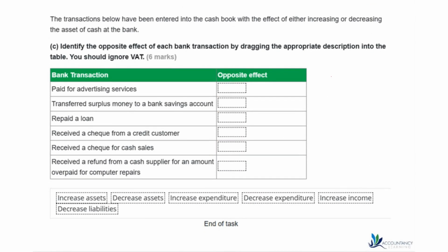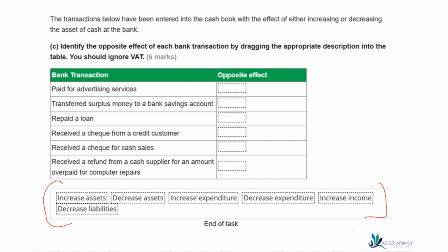The final part of this task then is the transactions below have been entered into the cash book with the effect of either increasing or decreasing the asset of cash at the bank. Identify the opposite effect of each bank transaction by dragging the appropriate description into the table. You should ignore that. So we've got our descriptions down here that we need to choose from. And we're looking at the opposite effect. So we've got our bank side, but what is the opposite side of the double entry doing?